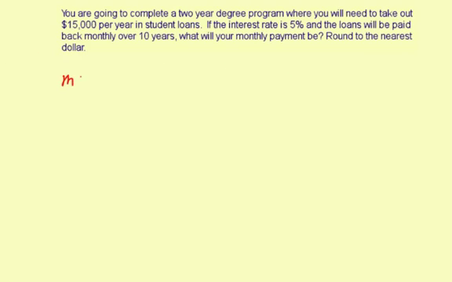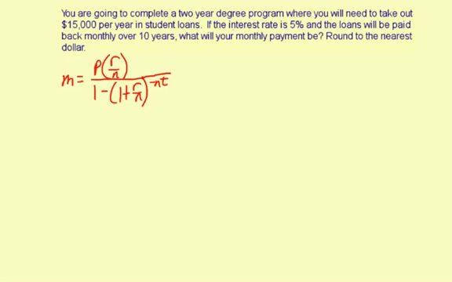M, which is the monthly payment, equals P, the principal of the loan, times R over N, where R is the interest rate and N is the number of payments per year, divided by 1 minus, in parentheses, 1 plus R over N to the negative NT power. And that T is the number of years.